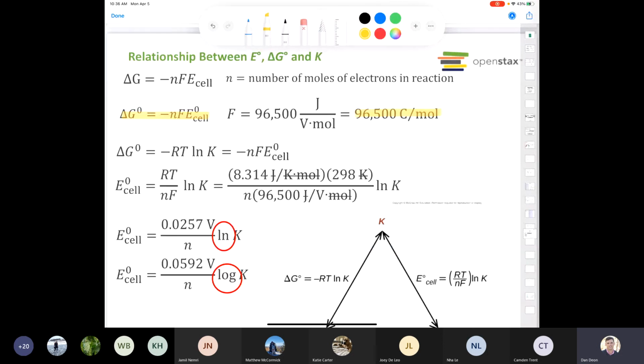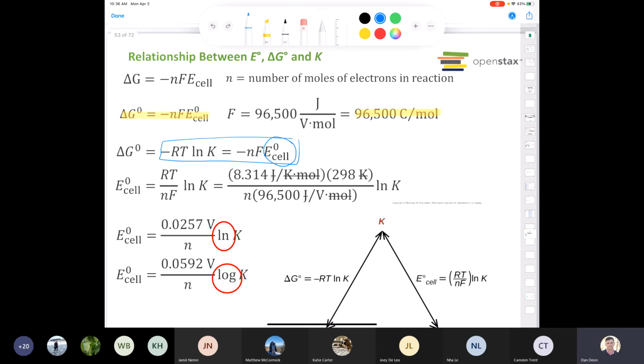cell potential. Well, do you guys remember that delta G naught is equal to negative RT ln K? So why can't I say that negative RT ln of K, which is an equation we looked at before in this class, is equal to negative N times Faraday's constant times the standard cell potential? So now I can rearrange this formula that I have in the blue box and I can solve for standard cell potential. And I get the formula that was on the previous slide, this formula right here.